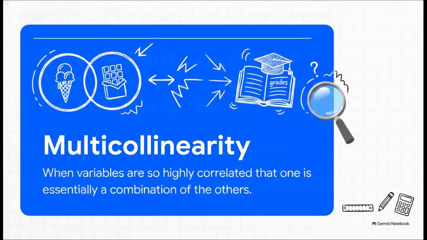So multicollinearity. This happens when variables are so highly correlated that one is basically just a clone of the other. Imagine if ice cream consumption and chocolate consumption predicted test grades so similarly that you could swap them and the equation wouldn't even flinch. If two independent variables are highly correlated like that, they're essentially fighting for the exact same explanatory power in your model, and that will totally scramble your regression coefficients.